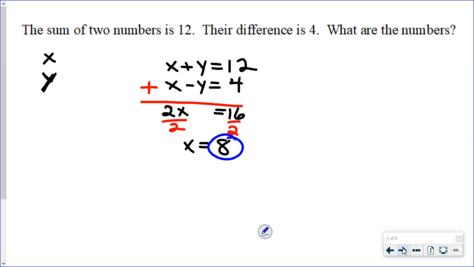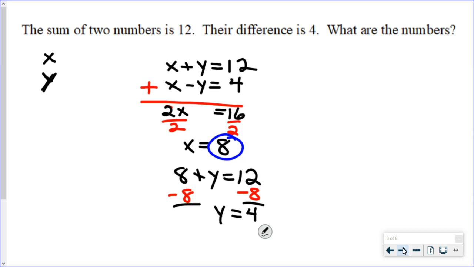Okay. Substitute in. You know I like the top. 8 plus y is 12. Okay. Minus 8. If you need a calculator to do that, go ahead. And it says the other number is 4. Just make sure when you subtract them, you get 4 again.